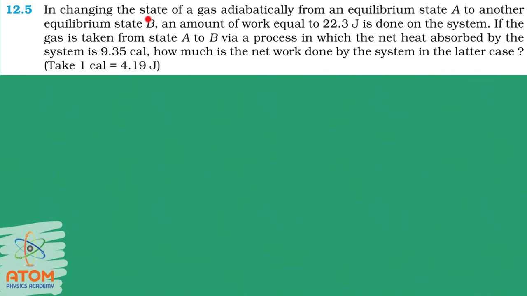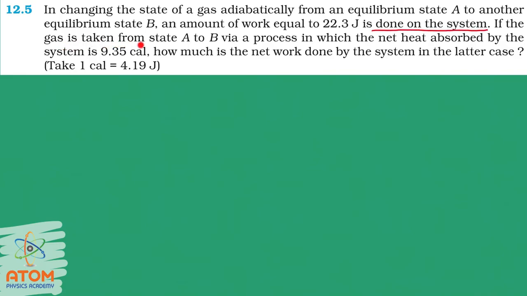In changing the state of a gas adiabatically from an equilibrium state A to another equilibrium state B, an amount of work equal to 22.3 joule is done on the system. We have to remember this, that this work is done on the system.